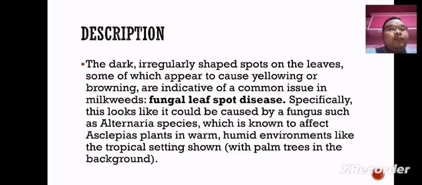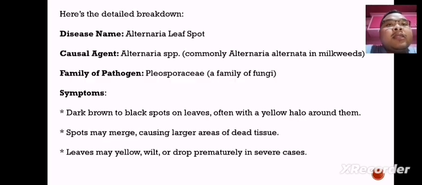So the fungal disease here is called the Alternaria species, which is known to affect Asclepias plants in warm, humid environments like the tropical settings shown. So here's the detailed breakdown. The disease name is the Alternaria leaf spot. The causal agent is the Alternaria species, commonly Alternaria alternata in milkweeds. The family of pathogen is the Pleosporaceae, a family of fungi.